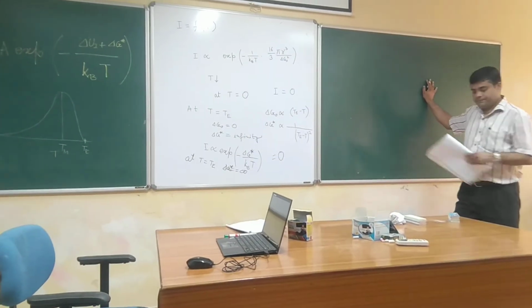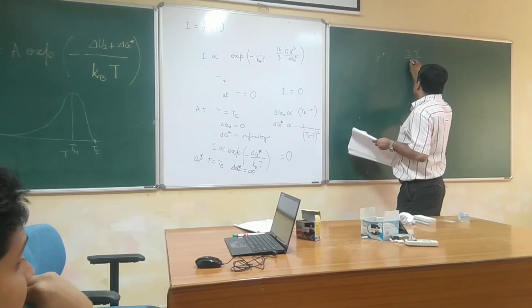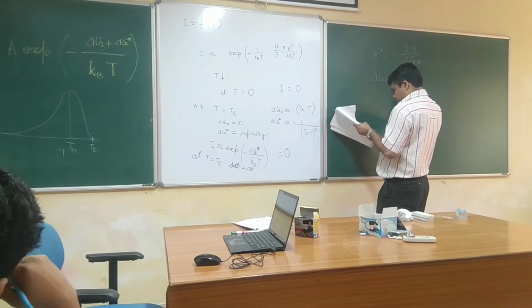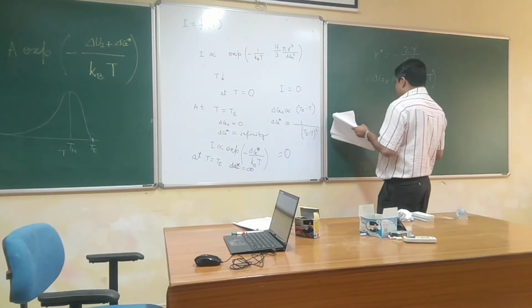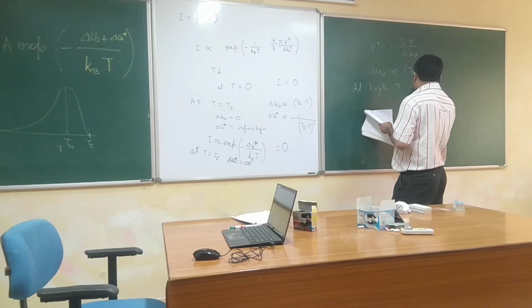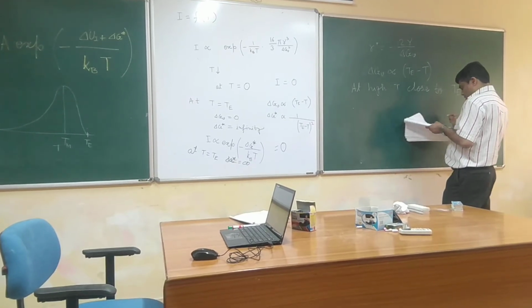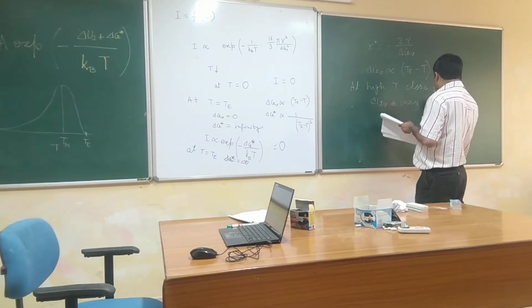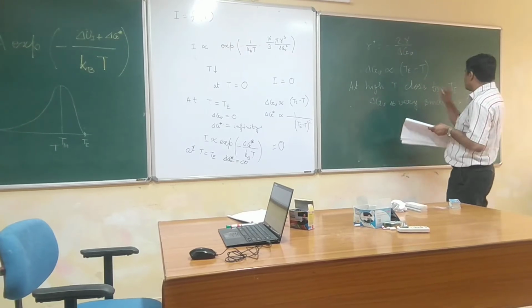If I write here, can you guys see? Yes. Your R star is minus 2 gamma over delta GV, and delta GV is proportional to TE minus T. So at high temperature, close to TE, your delta GV is very small, so R star is very large.